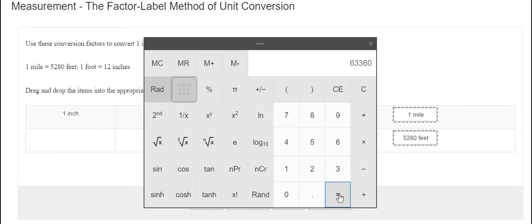Okay, and so now we're going to have to take the reciprocal for this one, since the 63,360 has to be in the denominator. So I'm going to do 1 over x. Okay, let me clear this. So I'm going to do 1 over x, and the x I'm going to put in is going to be 63,360, which was 12 times 5,280. Notice that I put parentheses around the 63,360 and then hit the equal button. And so that will be the answer to that question.